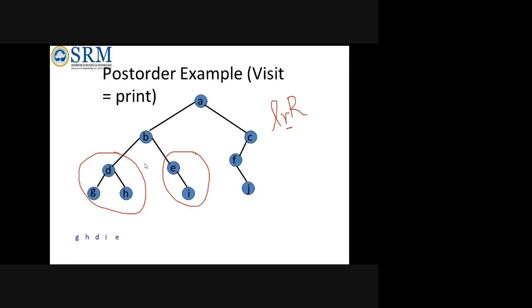Okay, now this left, this right is over. Now what will be printed? B. Okay, next where it will go? So this fully is over. Next where it will go? My left is over. So where can it move next? No idea? It will come to C, and it will come here.